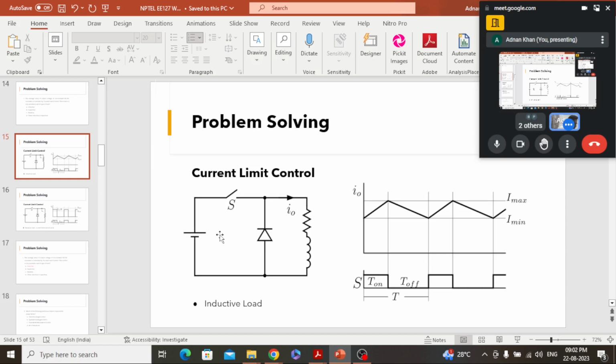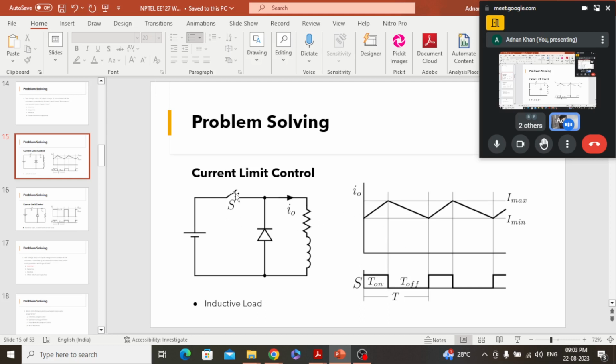When we turn on this switch, the current in the inductor won't rise abruptly, it will rise with some slope. We know VL is L di by dt, so the current through the inductor won't change instantaneously. When we turn on this switch, the current will start to rise and hit the peak of the band. We have the logic such that when it hits the upper value of the band, we turn off the device. That is the current control.